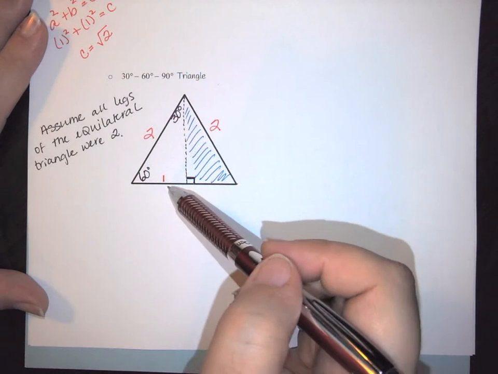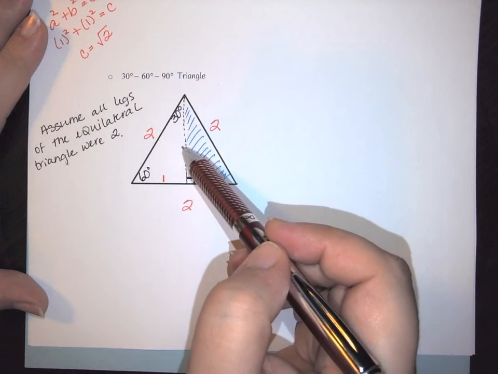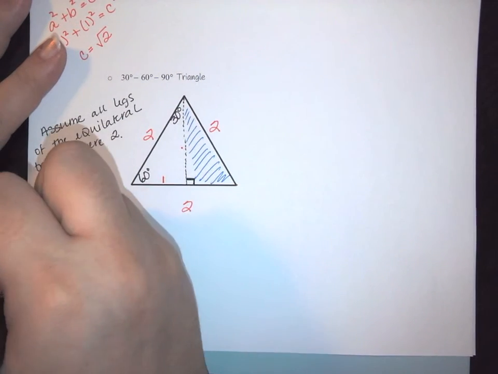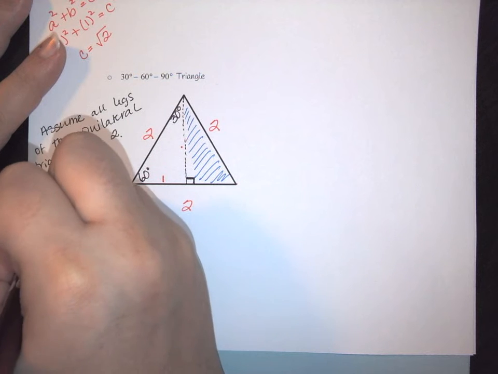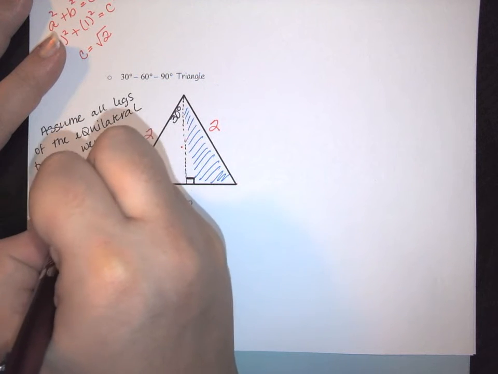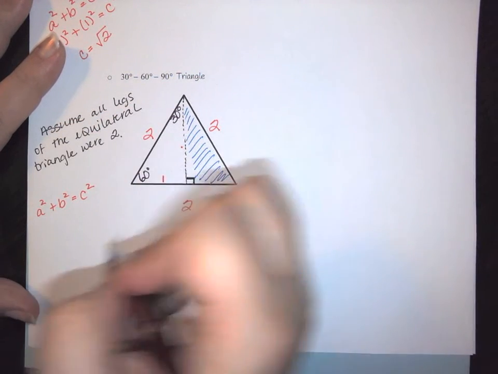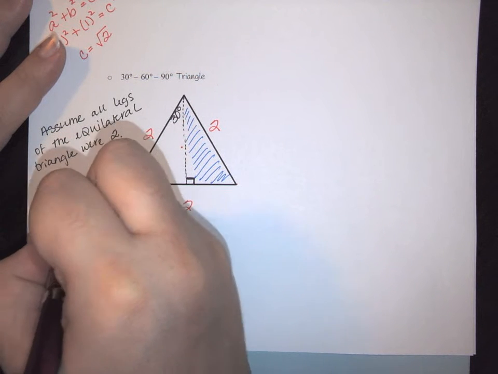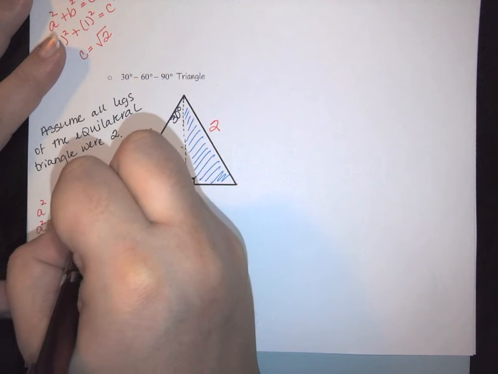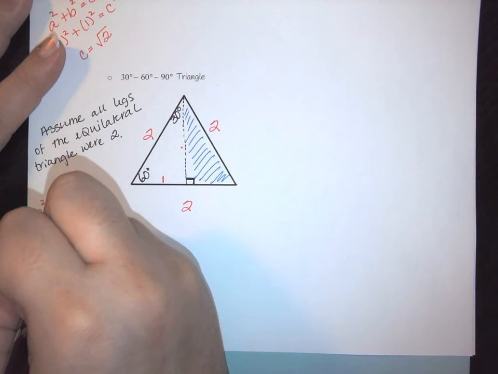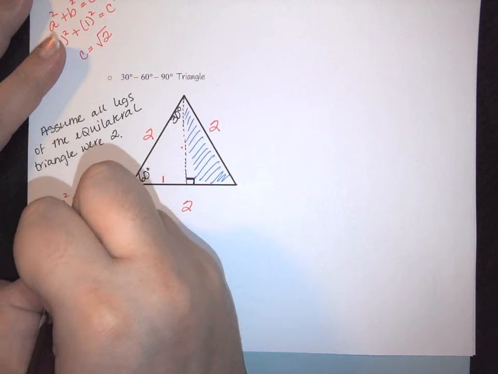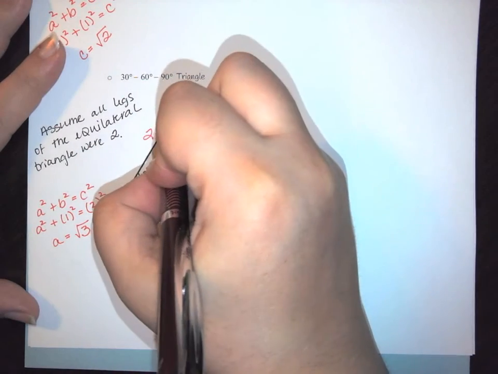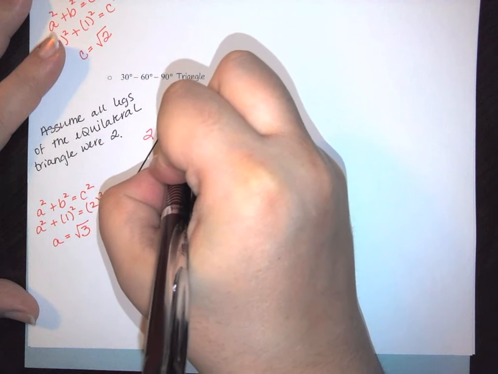And now if this is a 1, and I need to find my missing piece, again I would use Pythagorean's theorem. So I've got a squared plus b squared equals c squared. Here I would have a squared plus 1 squared equals 2 squared. So in this case, a is going to be the square root of 3. So this height side is going to end up being the square root of 3.